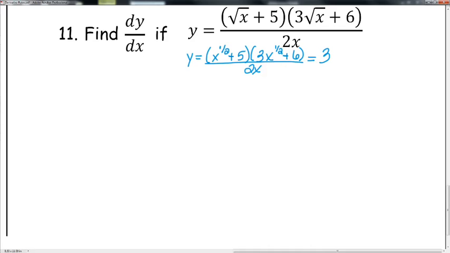So a half times, let me see here, 3 and 1 half, x to the 1 half times 3x to the 1 half would give me 3x, plus x to the 1 half times 6 would be 6x to the 1 half. 5 times 3x to the 1 half is 15x to the 1 half. And then 5 times 6 is 30. And divide that whole thing by 2x.